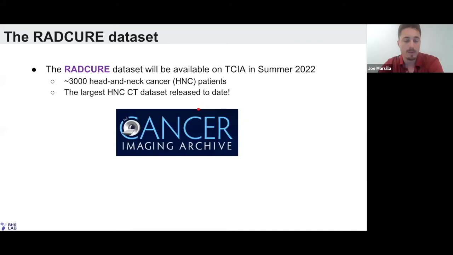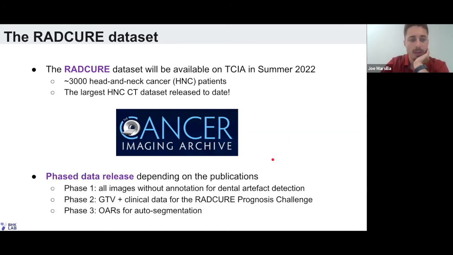And so just a little bit more about the data set. The data set we're going to be diving into is called RADCURE. It contains about 3,000 head and neck cancer patients. Currently, this will be the largest data set to be released to the public to date, and it is in the process of being approved and configured to be released on TCIA very shortly.